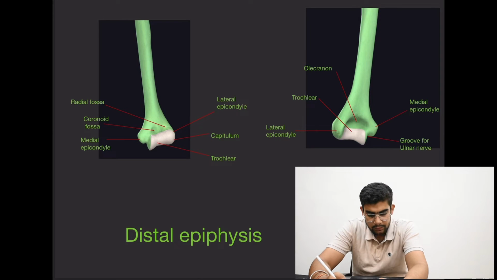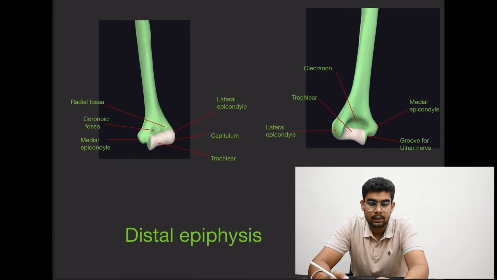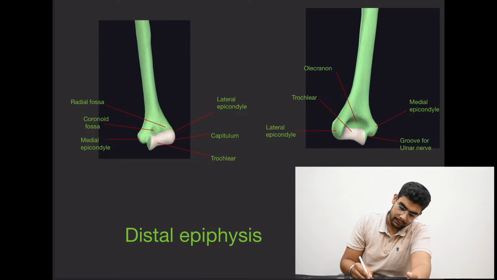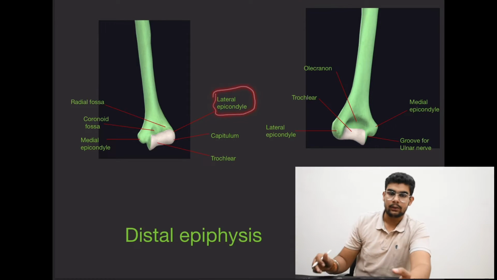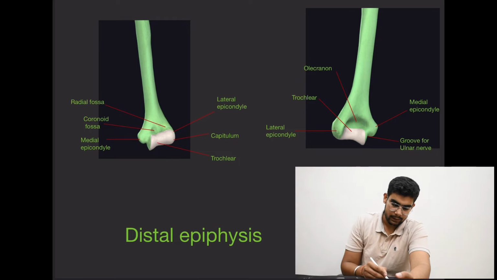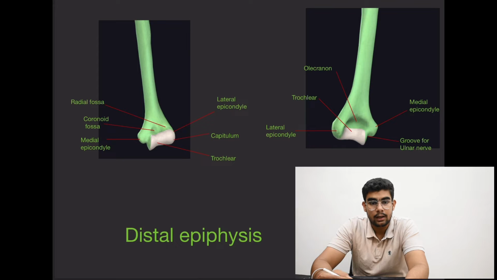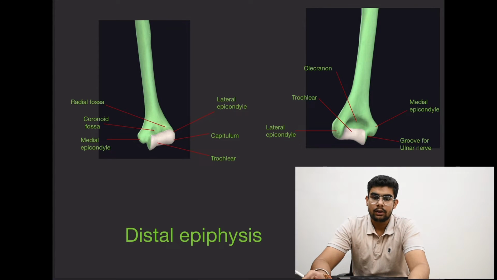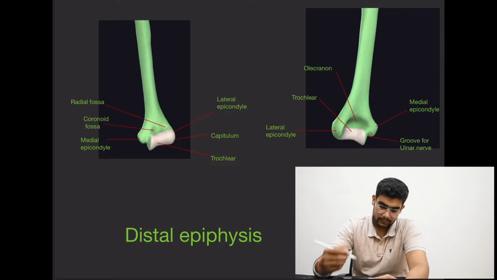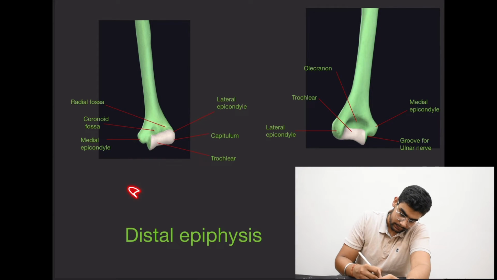Here we can also see the radial fossa, which is found above the capitulum of the condyles. Then we can also find the lateral and medial epicondyle, as seen here. The lateral epicondyle will be on the outer axis. The medial epicondyle will be towards the center of the body. A coronoid fossa can also be seen here, which is found above the trochlea. These are the structures of the anterior side.